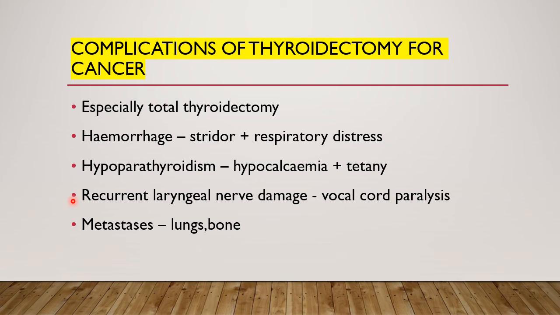There can be damage to the recurrent laryngeal nerve, which leads to vocal cord paralysis. Not just hoarseness, but if it is complete section, then it leads to vocal cord paralysis. Now, of course, as it is a cancer, distant metastasis is another major complication. And the distant sites are usually liver, lungs, and bone.